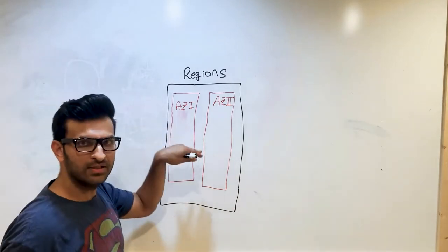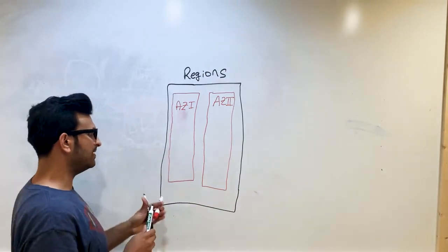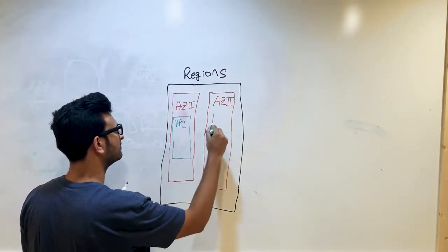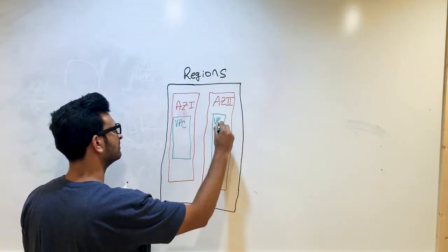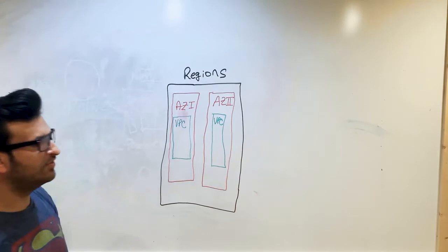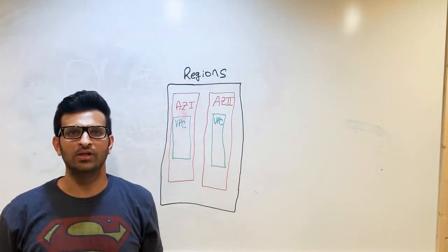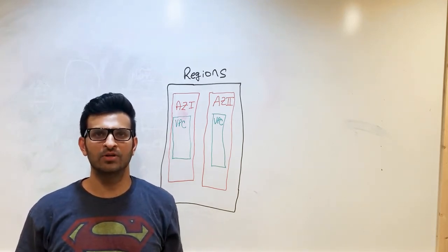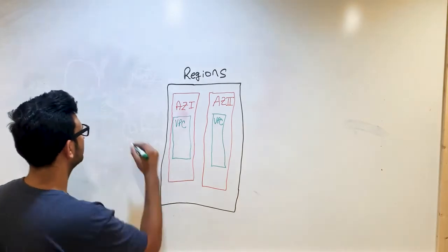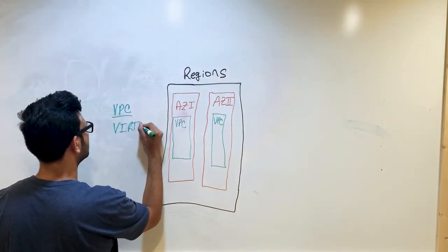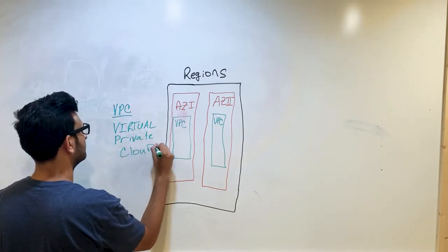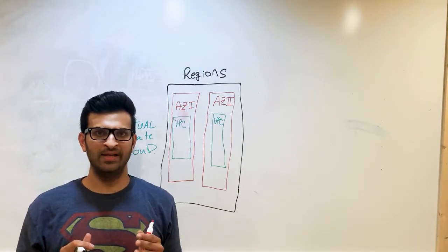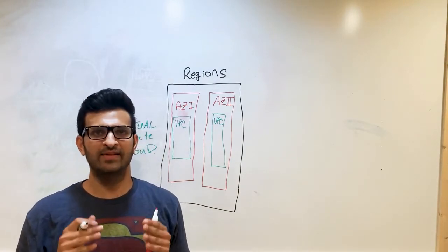Now, within availability zones, we have VPCs. Okay, and these VPCs are where your resources are stored. Okay, VPC stands for Virtual Private Cloud. Now, if that doesn't make sense, just try to think about virtual private cloud.